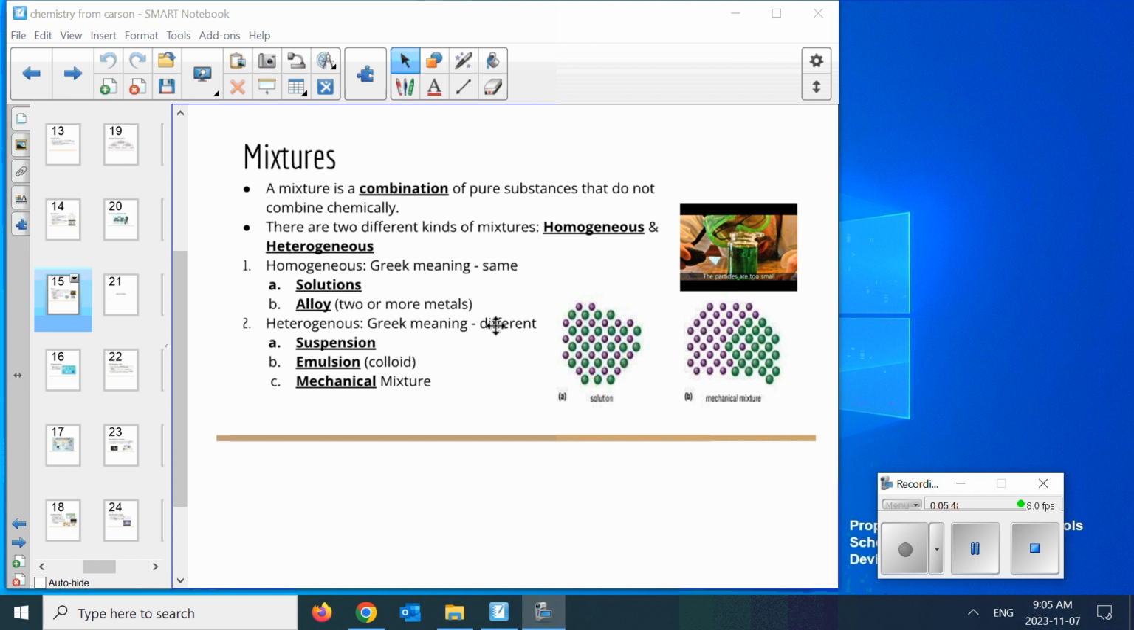Heterogeneous, hetero is the prefix meaning different. There are suspensions, emulsions, and mechanical mixtures. And I'm just going to see if there are some examples. We don't want to spoil all your questions that are coming up. Not yet. Okay.